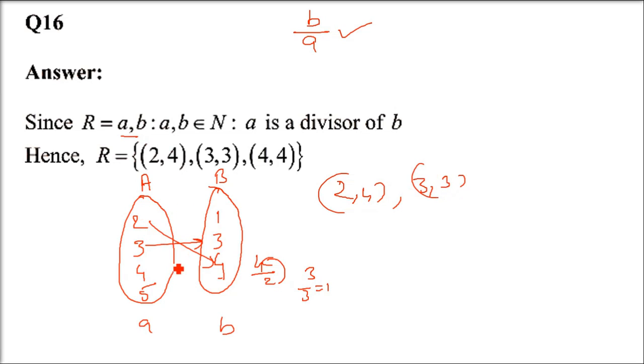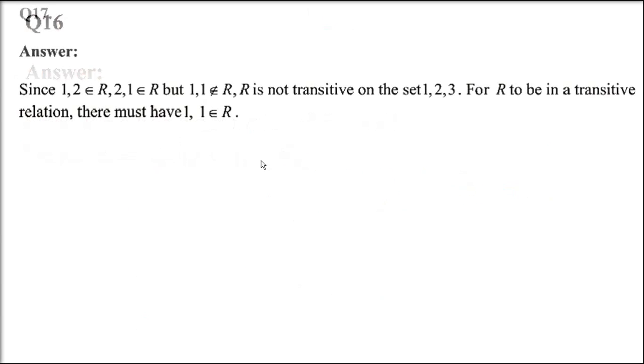All 3 is done. Now coming to 4. 4, 1, 4, 3, 4, 4. 4, 1 and 4, 3 are not possible. 4, 4. 4 is a divisor because you get 1. 4 by 4 is 1. Now 5. No divisor. 1 by 5, 3 by 5, 4 by 5. No. So you get 2, 4, 3, 3, 4, 4. Here the first member is a divisor of the second one.